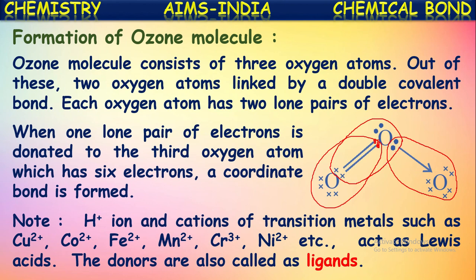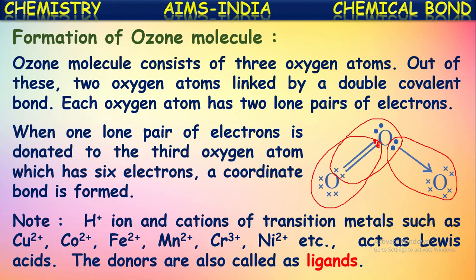So one more point you have to note here, that is the H plus ion and the cations of transition metals such as copper, cobalt, iron, manganese, chromium, nickel, etc. The ions of these metals act as Lewis acids. What does it mean by Lewis acids? We said the atoms or ions or molecules which are ready to accept a pair of electrons in the formation of a dative bond are called Lewis acids.